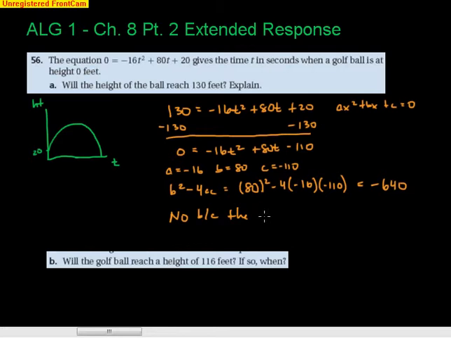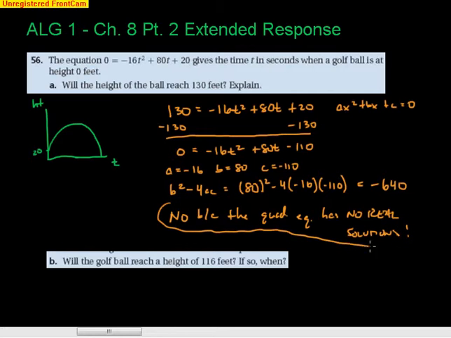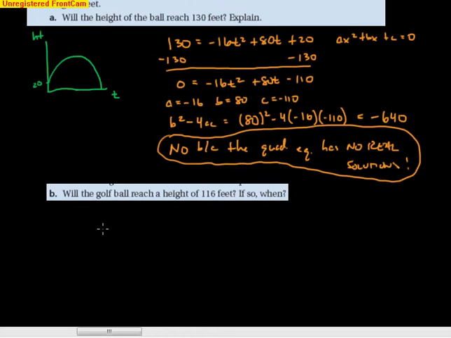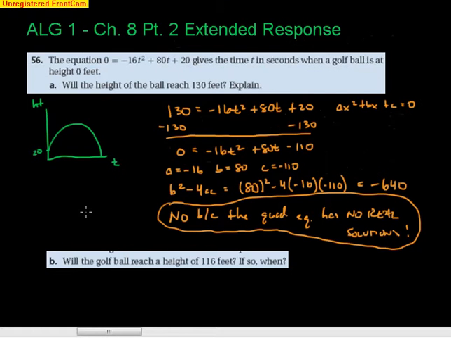Because the quadratic equation has no real solutions. So remember that discriminant can be used to determine whether you can reach a height or not. Alright, so the next part says, will the golf ball reach a height of 116 feet? If so, when? So here we go, part 1.